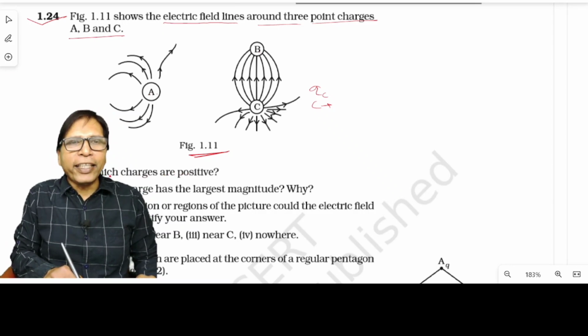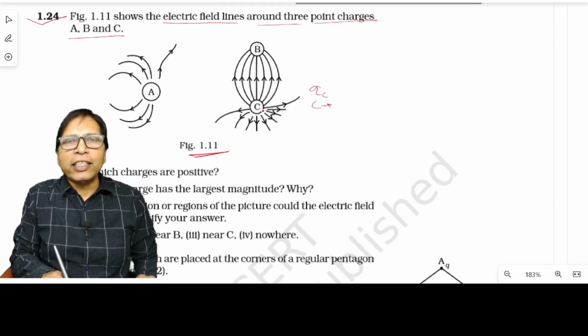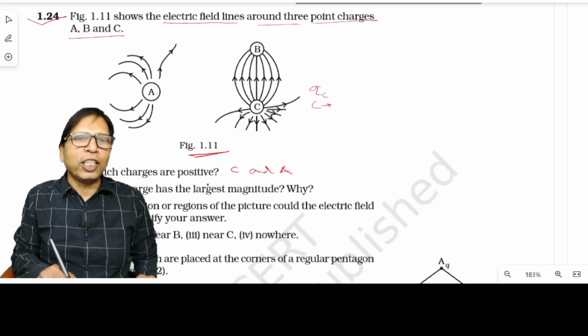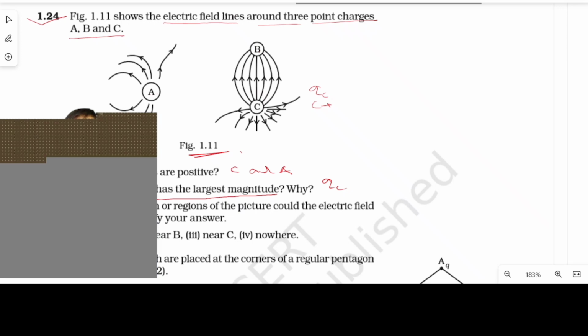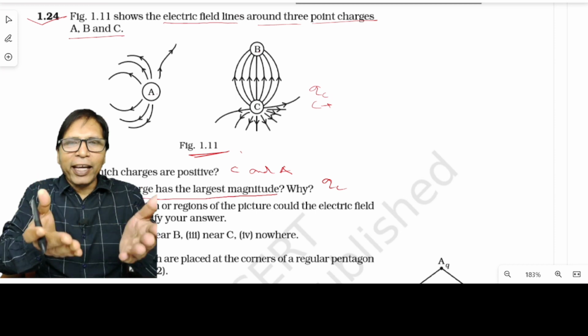Which charge is positive? Look here, lines of force originate from C and lines of force originate from A, so C and A are positive charges. Which charge has the largest magnitude? Charge QC is of largest magnitude because the number of lines of force originating from C is much greater than from B and A.